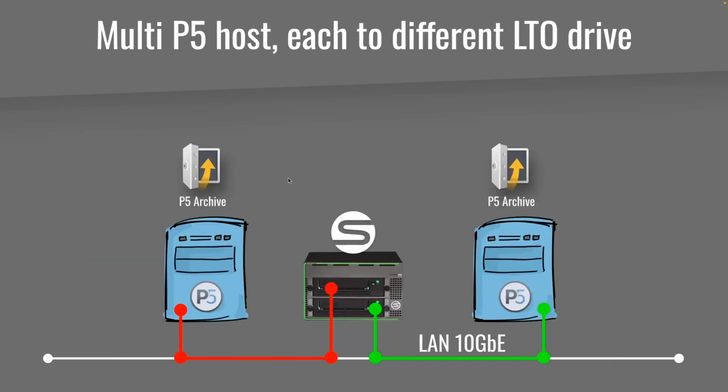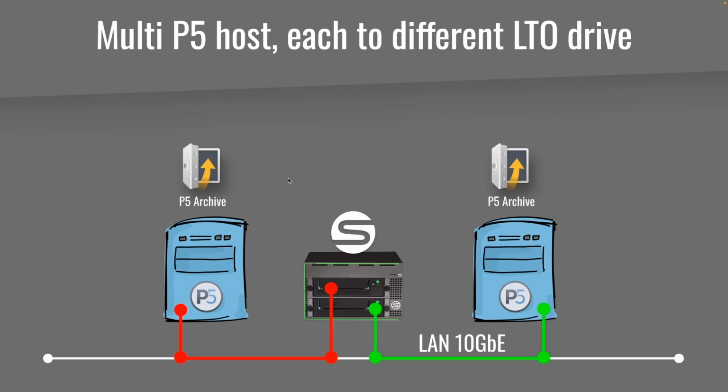So in this diagram, we are taking that a step further. Now we've got 2 P5 hosts, or at least 2 pieces of software that want to access the tape hardware, because it might not just be P5, there might be other tools that you want to use. And you can easily use the iSCSI negotiator, which is the thing that runs in your operating system that allows you to connect to these drives.